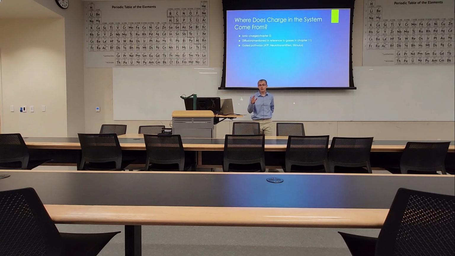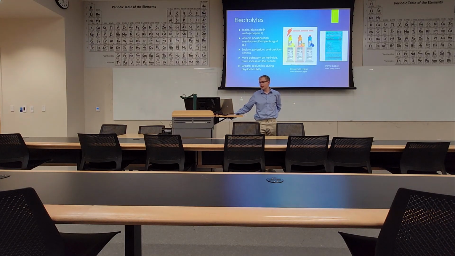All right, so where does the charge in this system come from? It's ionic charge, which is moved around via, of course, differences in attraction of ionic charge, also diffusion, which was briefly touched on in reference to gases in Chapter 11, and gated pathways, which allow for facilitated movement rather than constant movement towards the lowest potential. Neurotransmitters, ATP and stimuli are what cause these pathways to open. So that will also come up later.